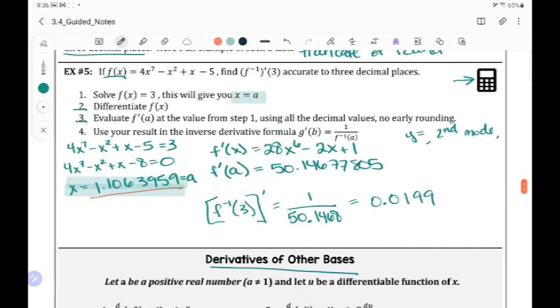Hopefully that was helpful. The main thing is just to keep in mind that you can find the value by setting the original function equal to the value that they gave you, because if it's the X value for the inverse, it is the Y value for the original function, and then take the derivative, plug in the answer that you got, and then take the reciprocal, okay?